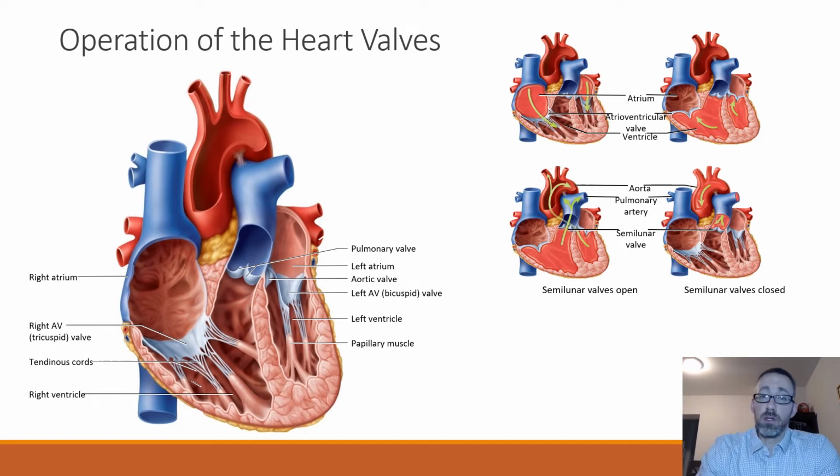Then you also have the semilunar valves. The semilunar valves are the pulmonic valve and the aortic valve. Those are the valves that separate the ventricles from the circulation: the right ventricle from the pulmonary circulation, and the left ventricle from the systemic circulation.